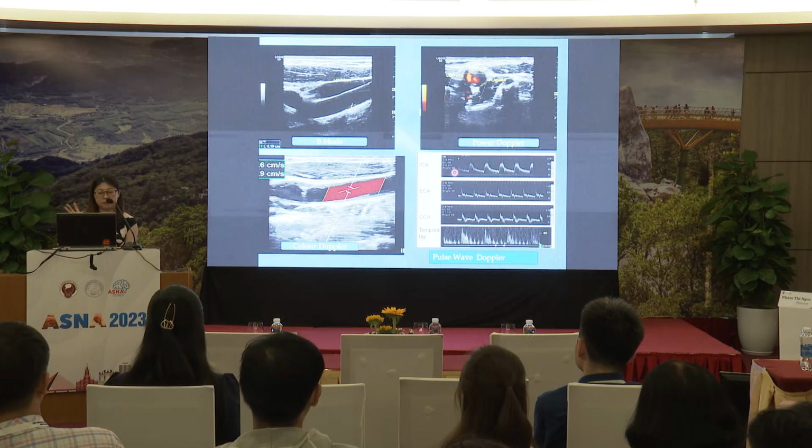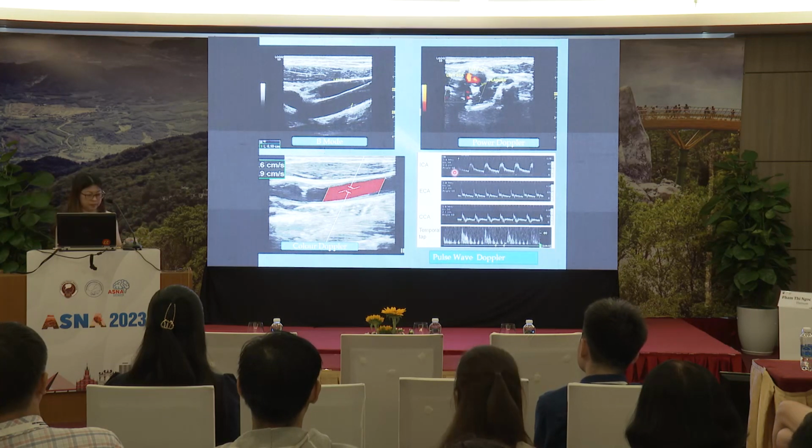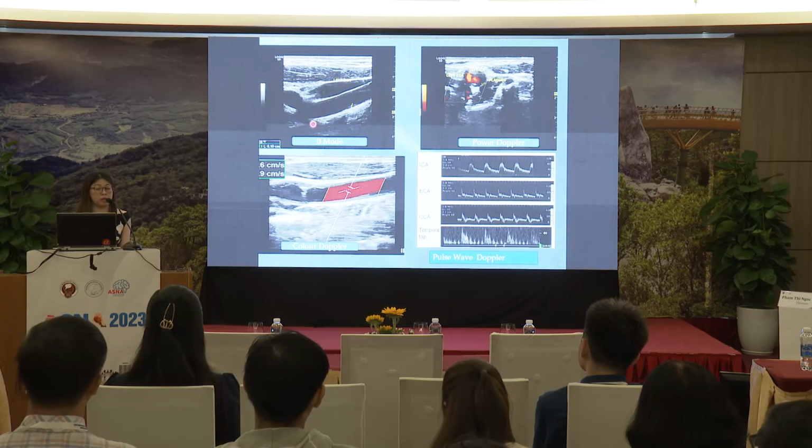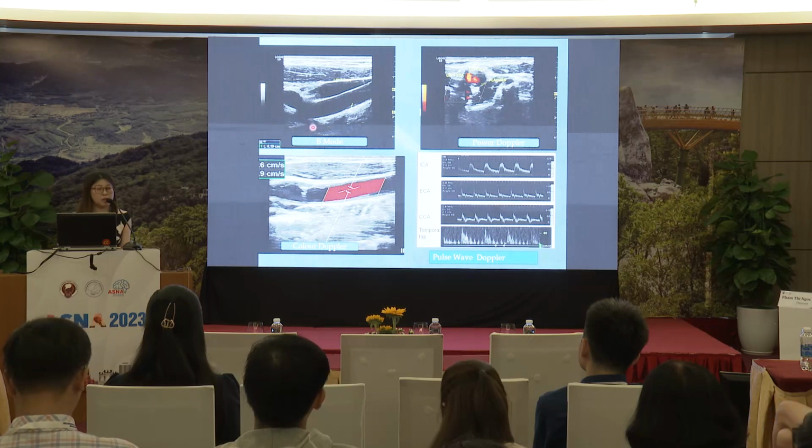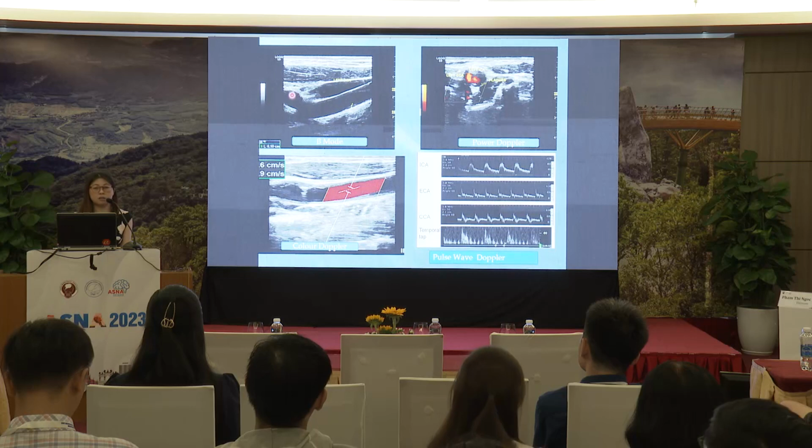And here's the B mode. In the B mode, you can see the CCA, and then this is the bifurcation. And if you see the branches, you will know this is the ECA. If let's say there are no branches, for sure this is the ICA.